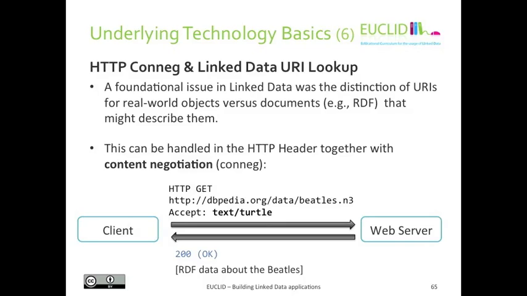So, and now our crawler goes on there. Okay, I have to look at dbpedia.org/data/beatles.n3. I'm still accepting turtle only. And then the web server says, yep, fine, that's it. 200, okay. Here's the RDF data I have in turtle.